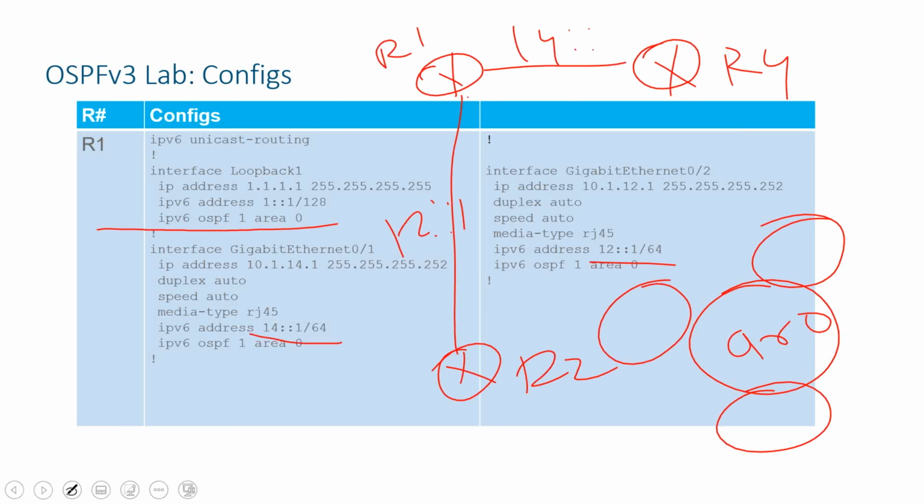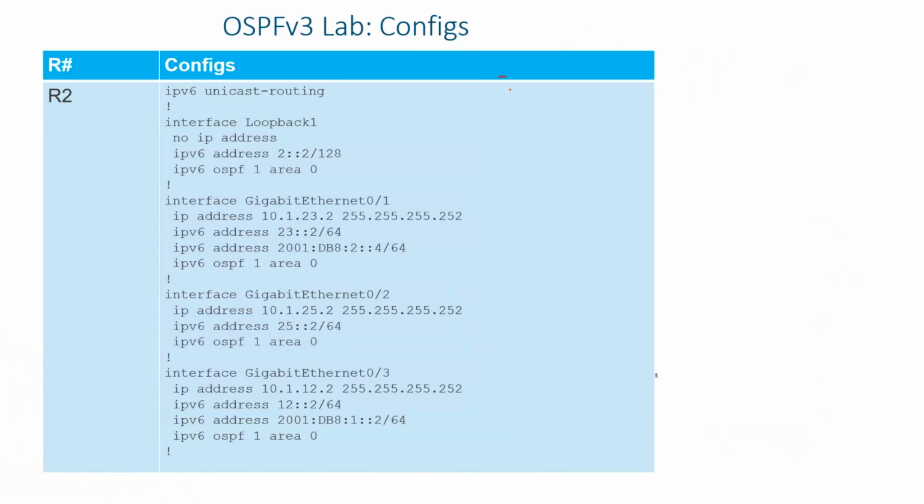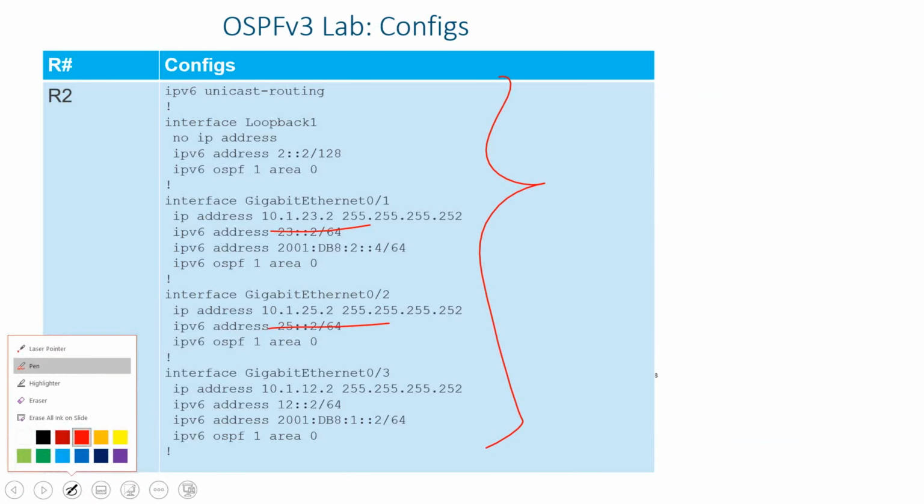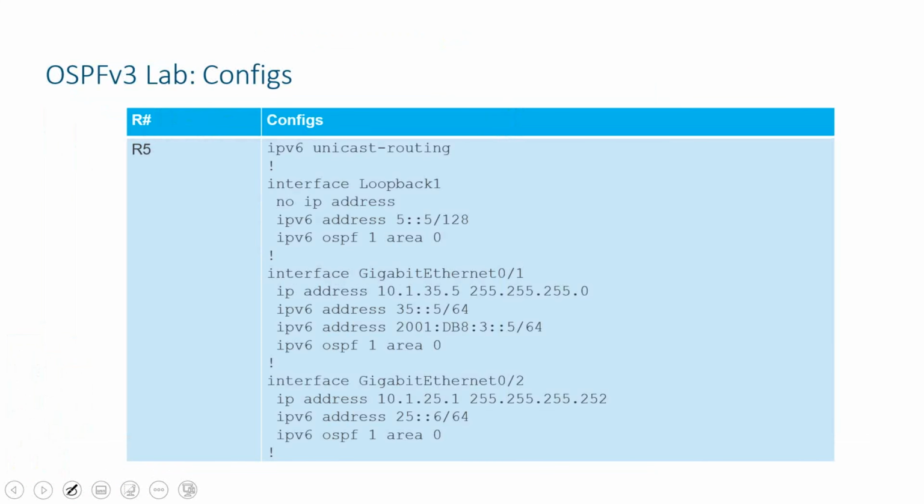Okay, /64. So like that, we have used this strategy, and the rest of the configuration is almost the same as what we are using inside OSPF version 2. Although you can see the IP address is related to IPv4 as well, it's up to us: if we are purely inside the IPv6 network, then these addresses are not required. These are the configurations related to router 1 up to 5.